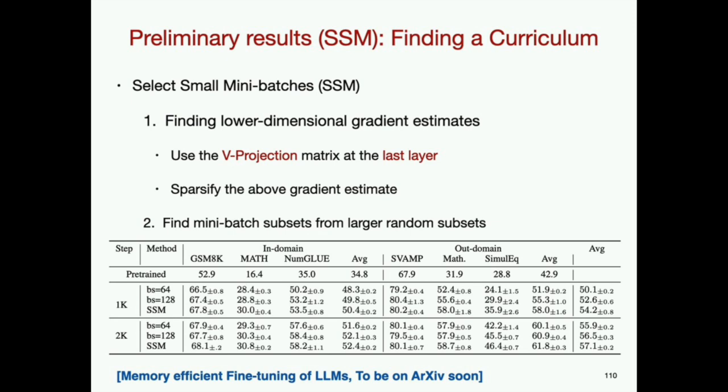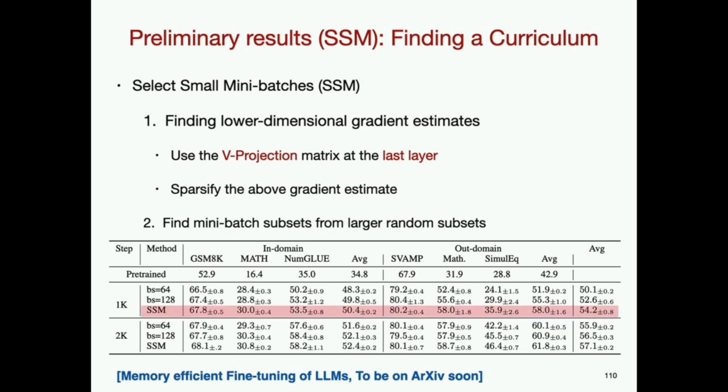So here, this is preliminary results, and we are going to put this on arXiv such that you can check the details very soon. Our larger subset, a larger mini batch or random subset, is of size 128, and we want to select 64 out of 128. We can do larger. We can go to 256 or potentially larger. And as you see, this is, again, fine-tuning Phi-2 on the MathInstruct dataset.